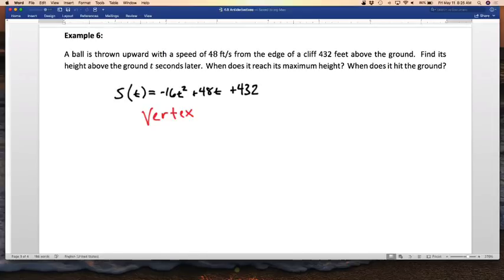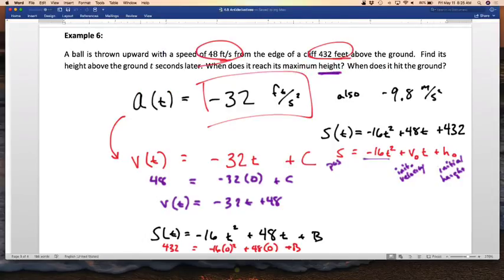You could also use that to find when it hits the ground. You could factor and solve. We don't necessarily have to do that now that we have the derivative, because we also know that the maximum is a point where the first derivative is 0. Now here's the really cool thing. First of all, the first derivative is the velocity.